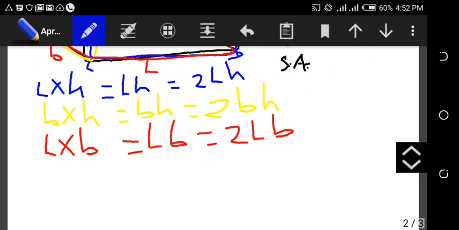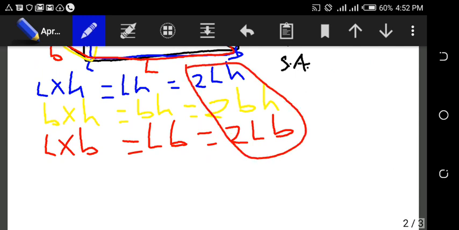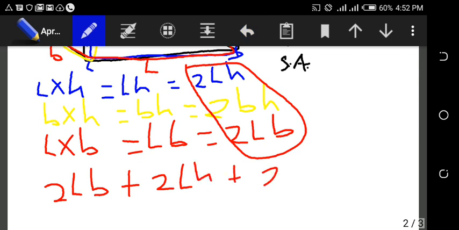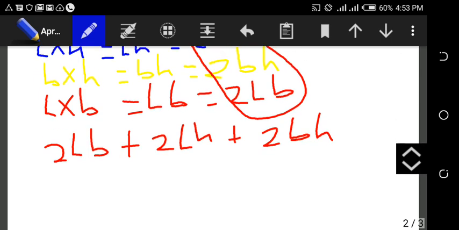So all together, the total surface area of your cuboid will be the summation of these, that is the areas of the 6 faces. So that will give us 2LB plus 2LH plus 2BH. This is the formula for the total surface area of a cuboid.